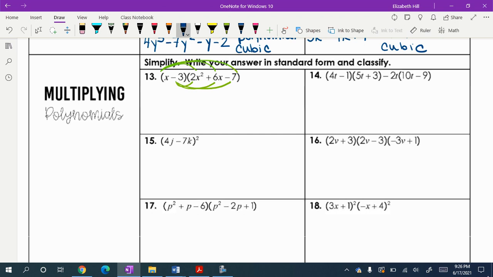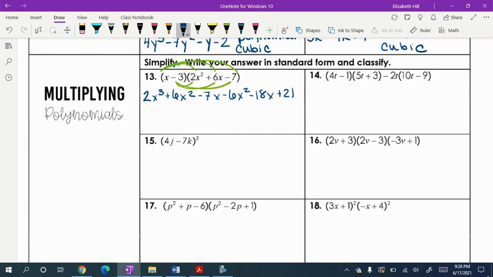So x times 2x squared, that's going to give us 2x to the third. x times 6x gives us 6x squared. x times -7 is -7x. Now we go on to the -3. -3 times 2x squared gives me -6x squared. -3 times 6x is going to give us -18x. And -3 times -7 is going to give us +21.